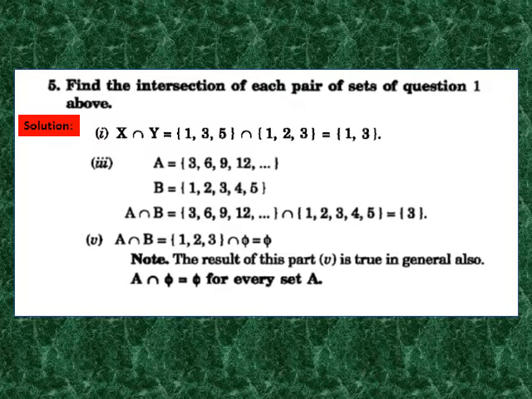Fifth, we have A intersection B, that is {1, 2, 3} intersection ∅. So there is no common element. No common element is equal to ∅. And while explaining the properties, I have told you that A intersection ∅ is equal to ∅. Clear? So pause and solve the other parts.